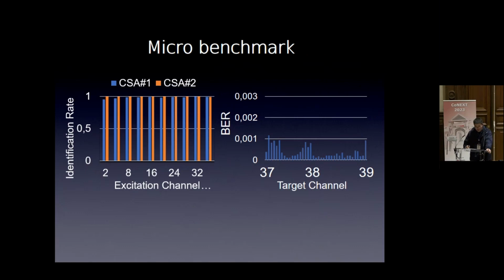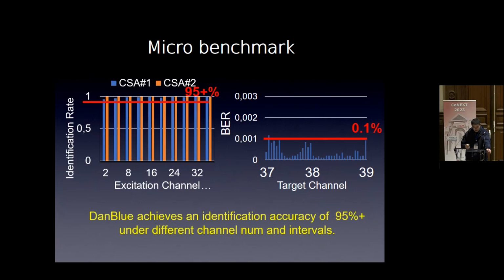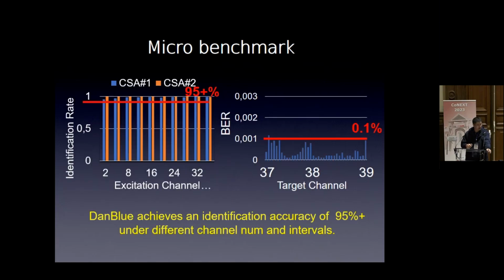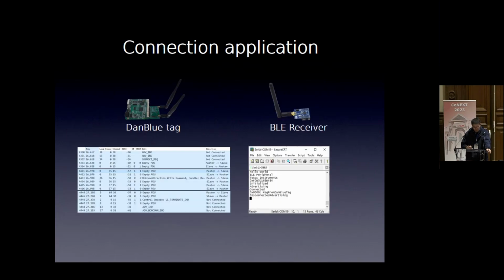Behind these high utilization rates in the end-to-end results, DynBlue's excellent identification capability plays a vital role. Our edge-assisted identification delivers an identification rate of more than 95%. Meanwhile, the average BER of the different target channels is below 0.1%. Last is a connection application.